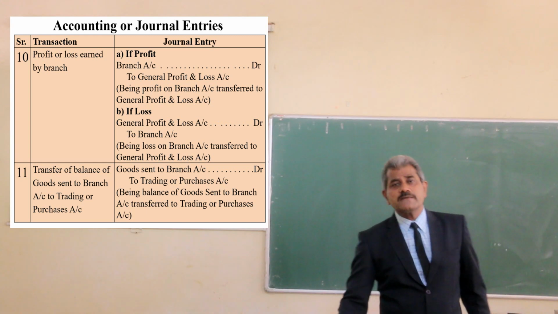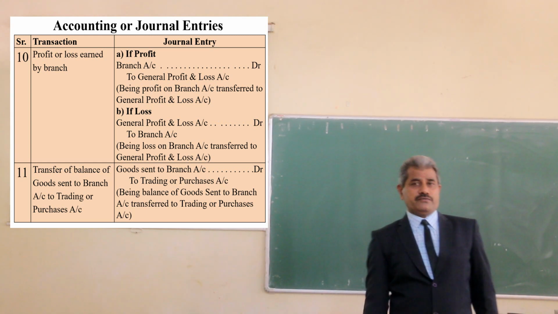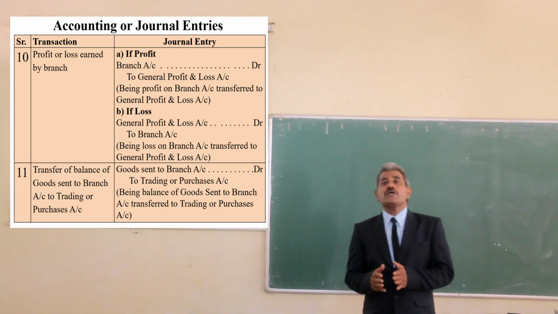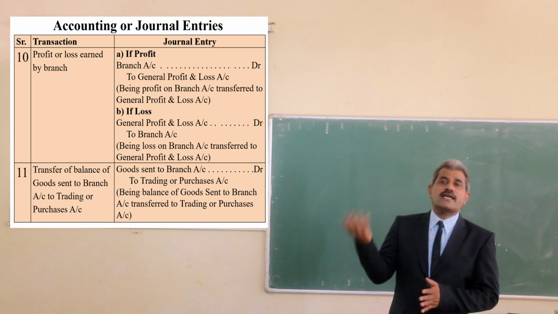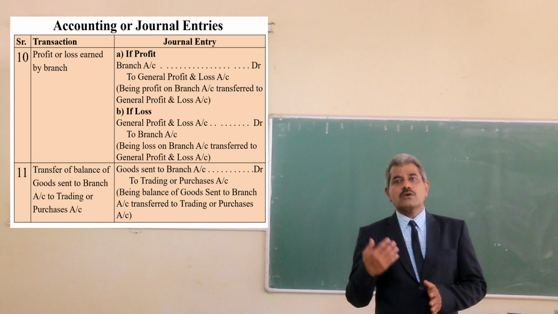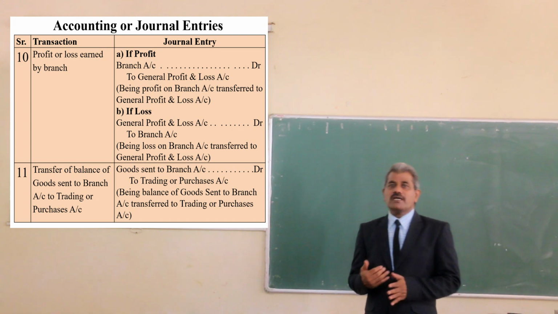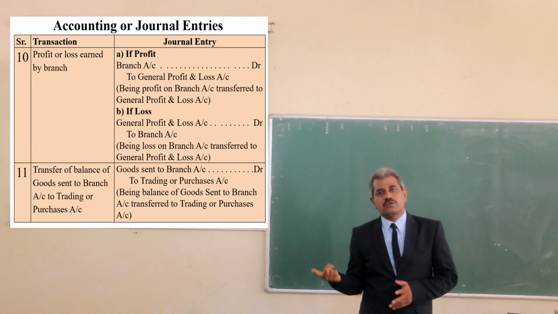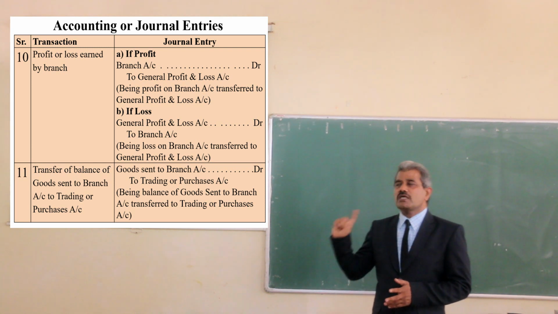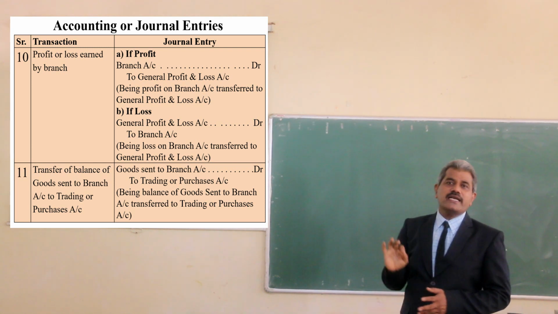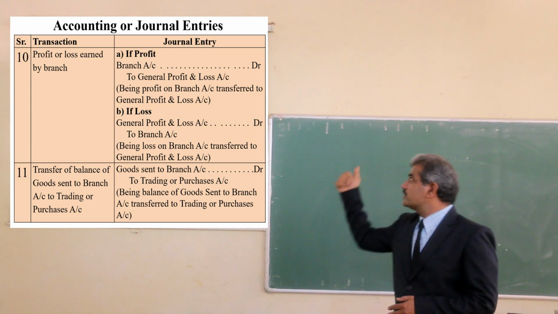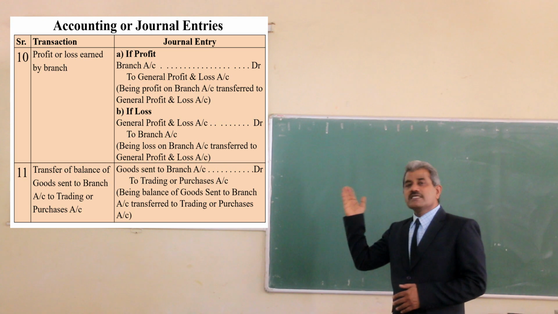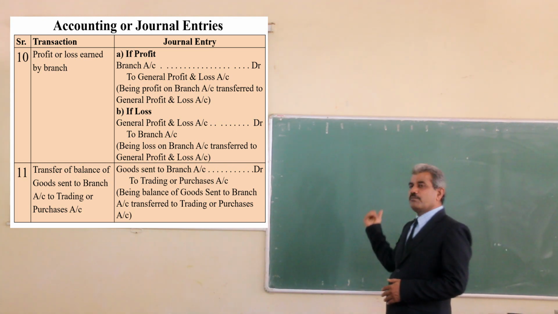Then next we will close the branch account, and we will transfer the profit or loss on branch account to the general profit and loss account. We will calculate the profit or loss, and this will be transferred to the general profit and loss account. If there is profit, entry is branch account debit to general profit and loss account. And if there is loss, reverse entry, that is general profit and loss account debit to branch account.